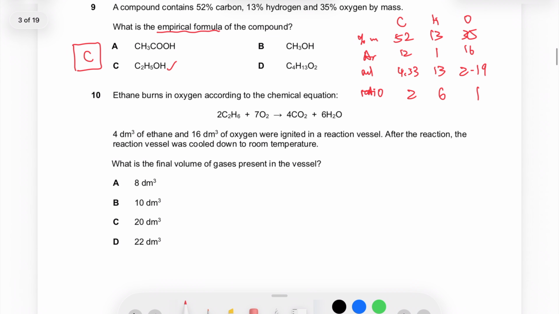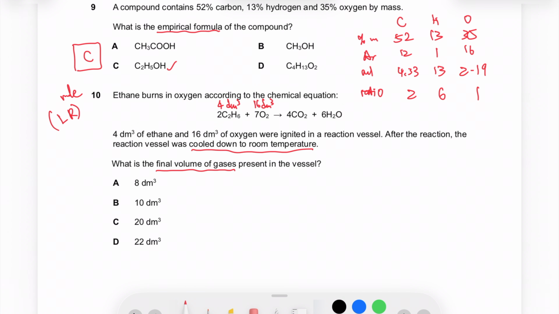Moving on. Question 10. 4 dm cube of ethane. So I can write here 4 dm cube, and 16 cm cube of oxygen gas. After the reaction, it was cooled to room temperature. Okay. So what's the final volume? So this one, take note, this one is under your mole, and then specifically is the limiting reactant. Okay, because there will be excess of one of your reactants.